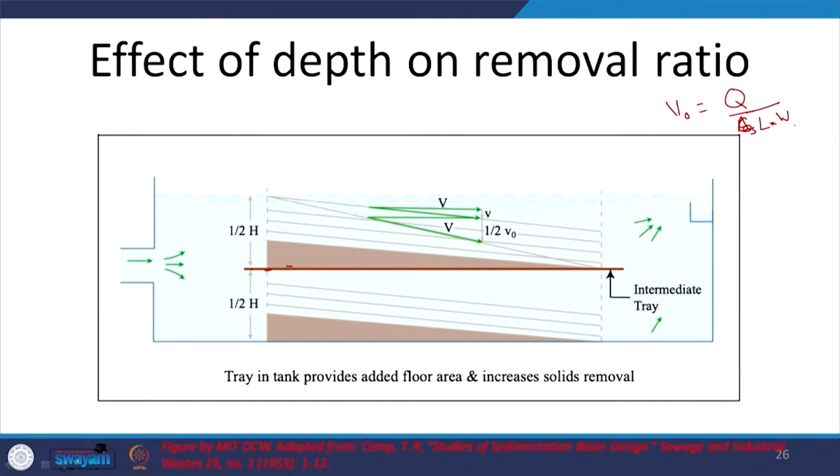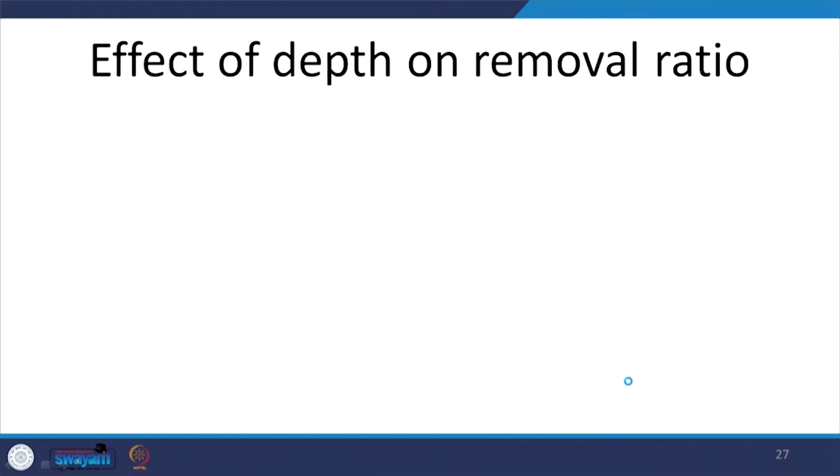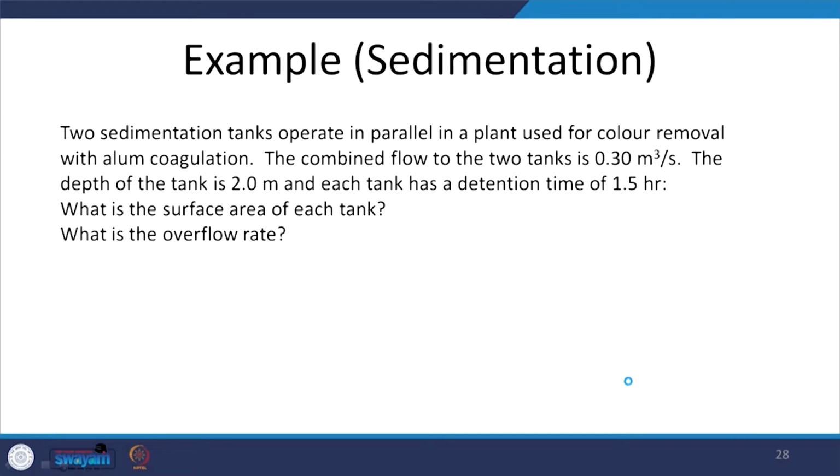So, by providing the tray, we are effectively decreasing this V naught, if we may say so. You see that a tray in the tank provides added floor area and thus leads to increased solids removal. So, that is something to keep in mind. We just looked at the effect of depth on removal ratio. Let us just look at one example.